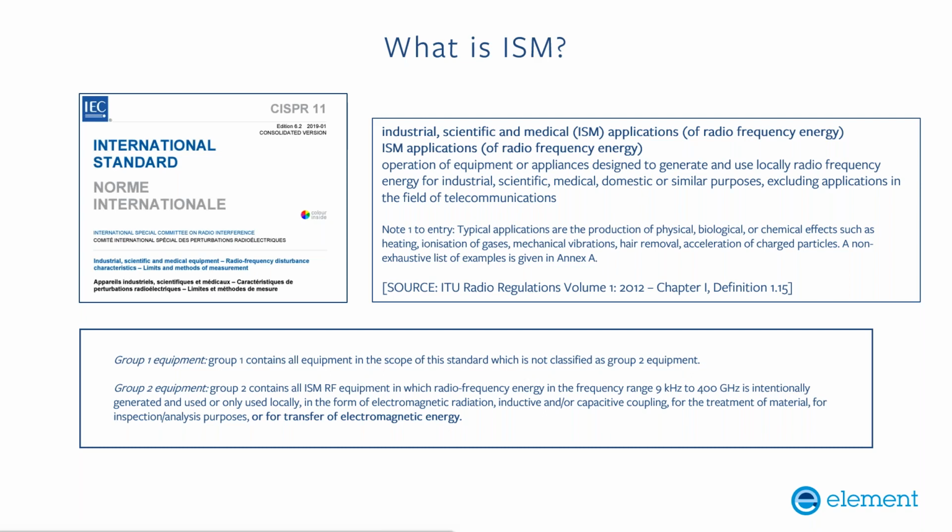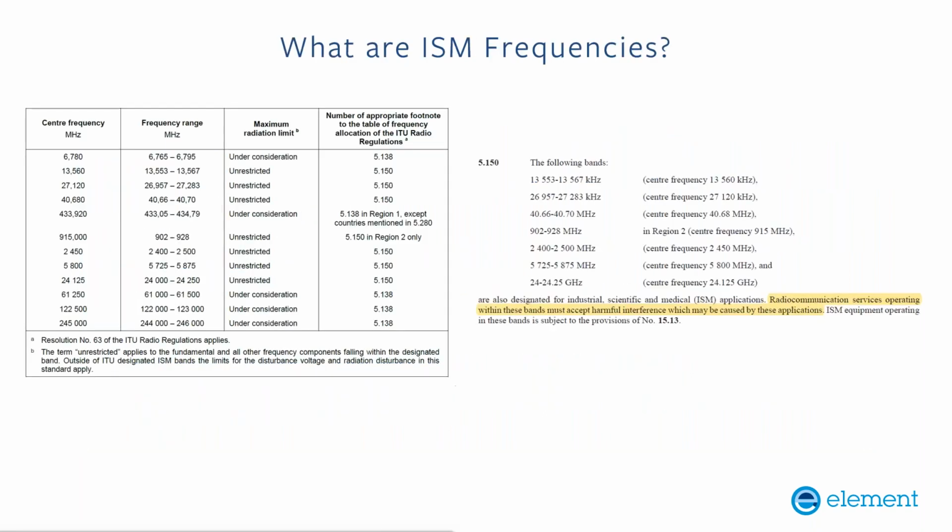If we get into the detail of CISPR 11 itself, they define ISM frequencies. So what are ISM frequencies? Well, they're frequencies that can be used and that have been agreed right around the world for ISM applications. So if we look at the table that's on the screen now, we can see the first column that defines the center frequency of the ISM band.